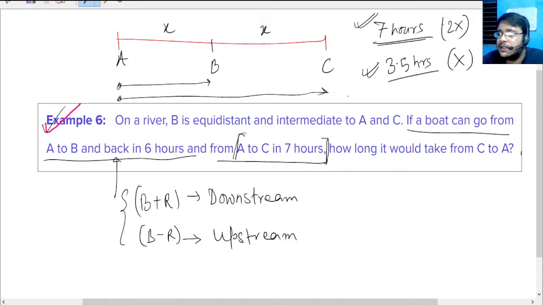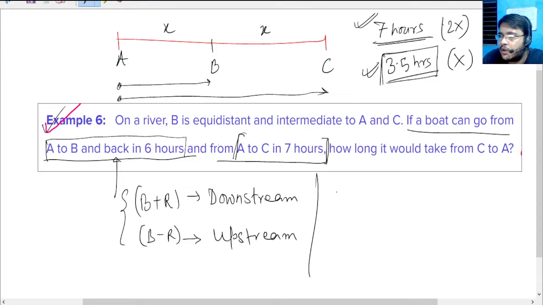Now hold on, the question says A to B and back in 6 hours. Okay, so the boat can go from A to B and back in 6 hours. Now which component of that overall 6 hours is this 3.5 hours? Obviously the downstream component, right? The upstream component I don't know. Now I will know. The upstream component of that will be 6 minus 3.5, which is 2.5. Okay, just a second, hold on. 2.5.